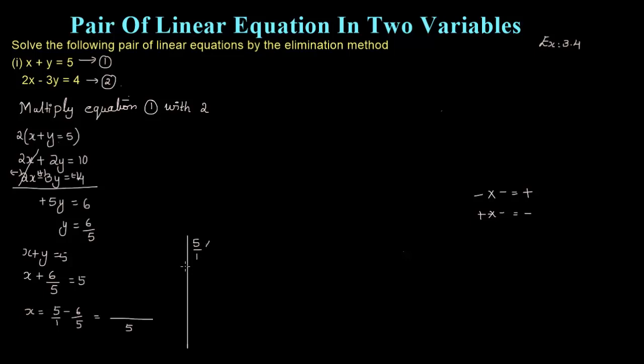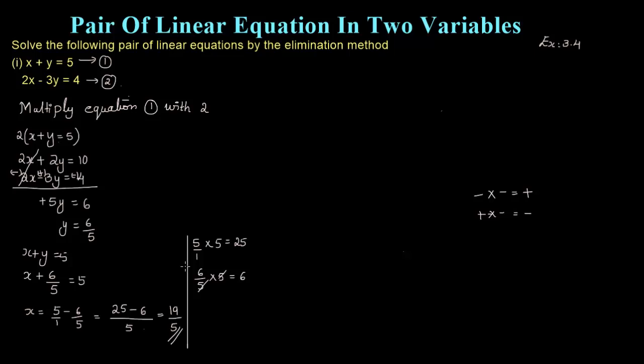So 5 by 1 into, what is the LCM? 5. So 5 5s are 25. And 25 by 1 is nothing but 25 itself. So let me write here 25. Minus the second number, that is your 6 by 5 into this 5. So 5 is going to get cancelled. You have got here 6. So 25 minus 6, how much do you get? 19 divided by 5. So this is the value of x.